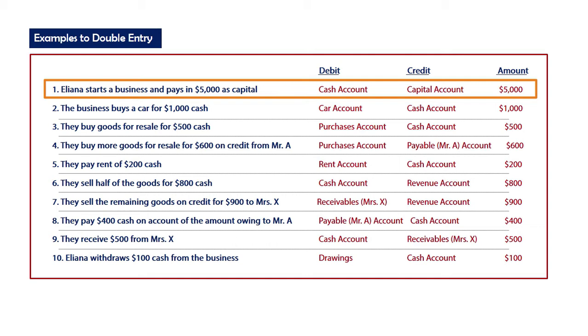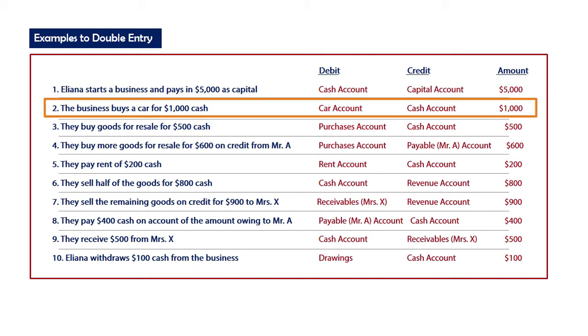Let's look at the other set of rules. Cash is an asset, and the cash is coming in. So once the cash is coming in, then we debit the cash. Then automatically credit the capital account. The second example, the business buys a car for $1,000 cash.